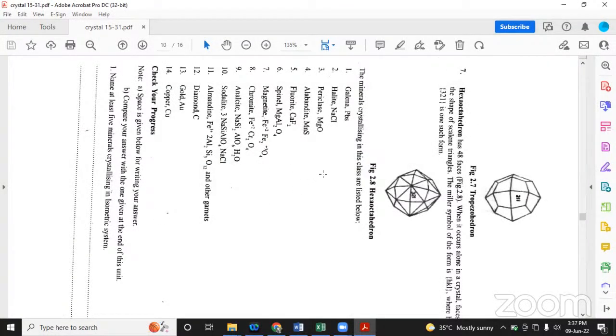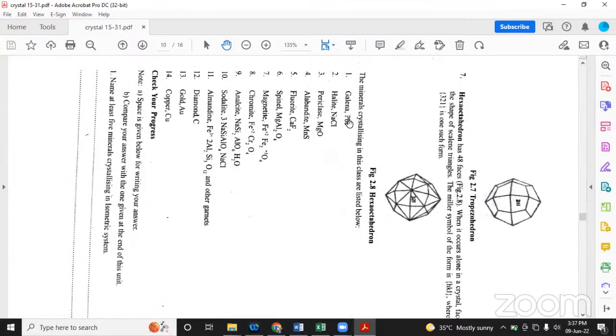These are all minerals, examples of the isometric system. One is galena, chemical name PbS, lead sulfide. Halite's chemical composition is NaCl, sodium chloride, like periclase and fluorite, CaF2. These are all chemical compositions of the minerals.